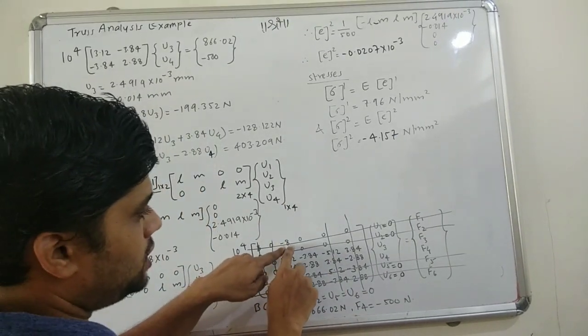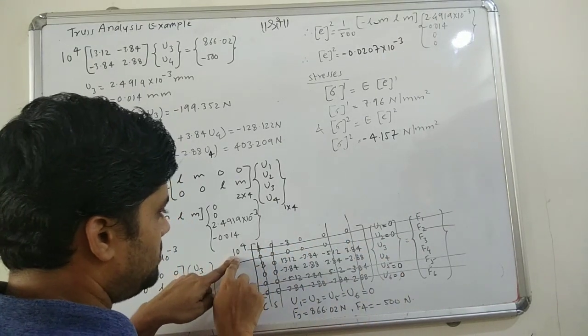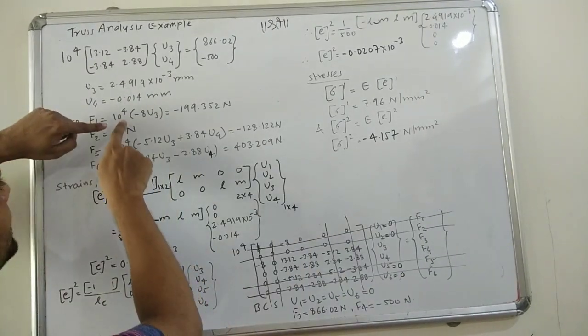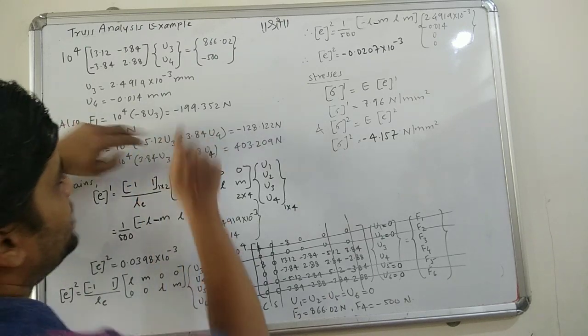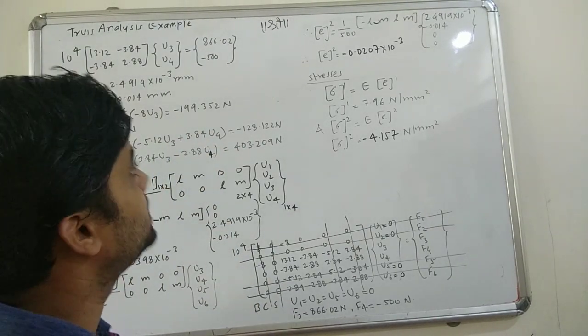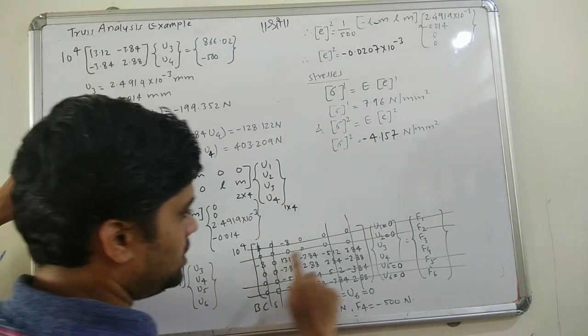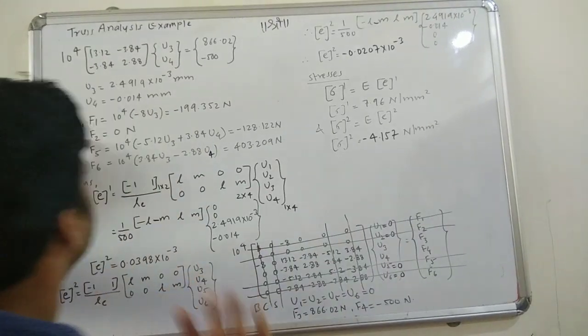So I need to only concentrate on minus 8 multiplied by U3. Multiplied by the 10 raised to 4 common factor, that will give me F1. That's what I have written here: 10 raised to 4 into minus 8 U3. The value comes out to be minus 199.352 Newton. F2 eventually becomes 0 because all the elements in my second row are 0. So my F2 becomes 0.